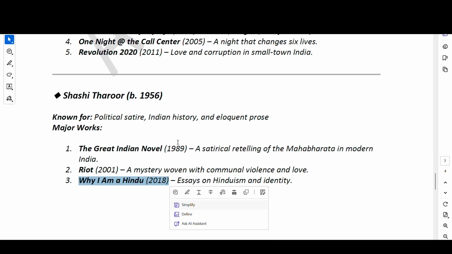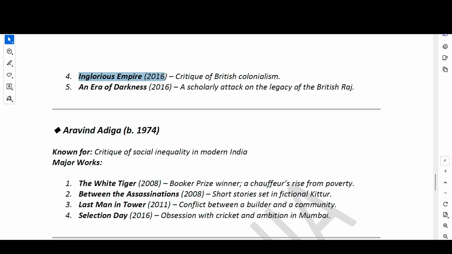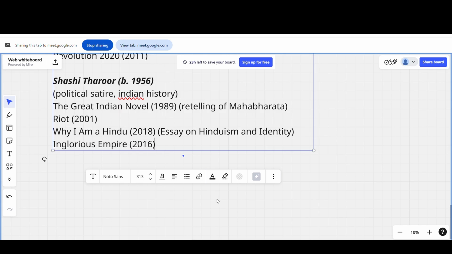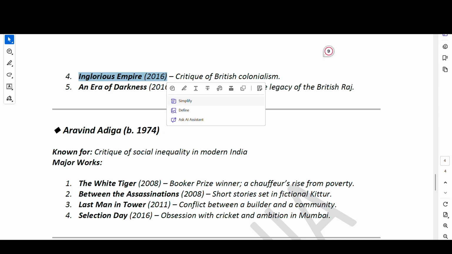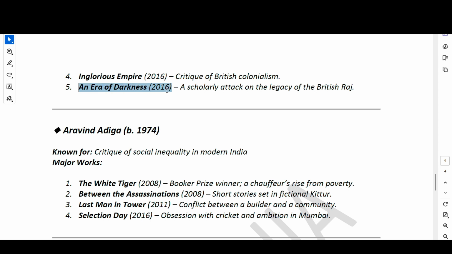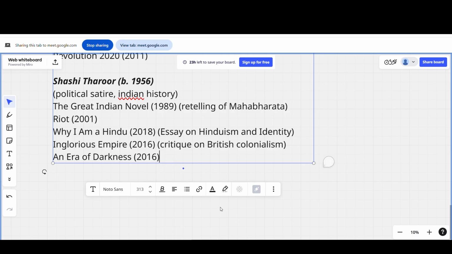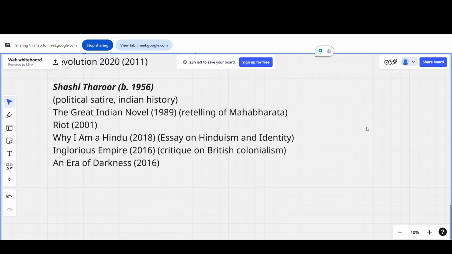Next is Inglorious Empire, in which he critiques British colonialism. Next, what else? An Era of Darkness. This is the most popular. Let that sink in for 10 seconds.